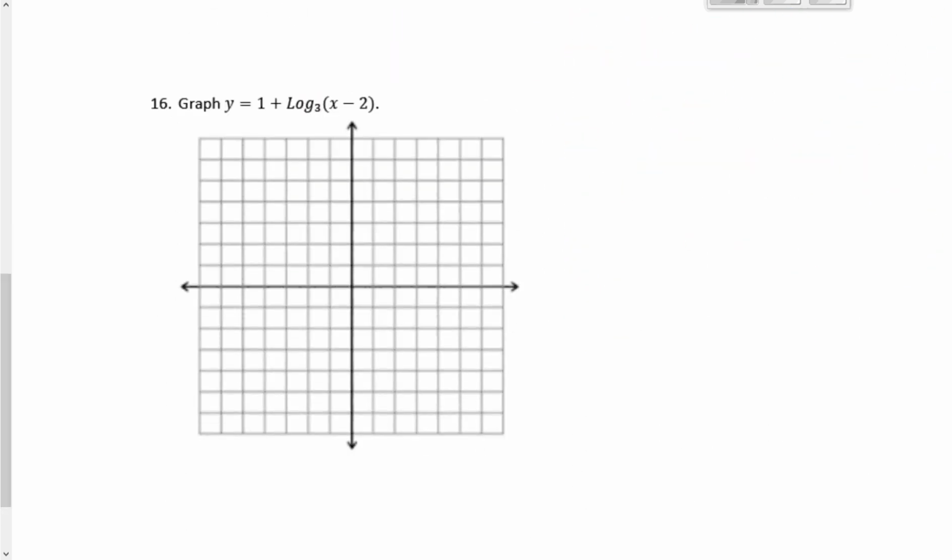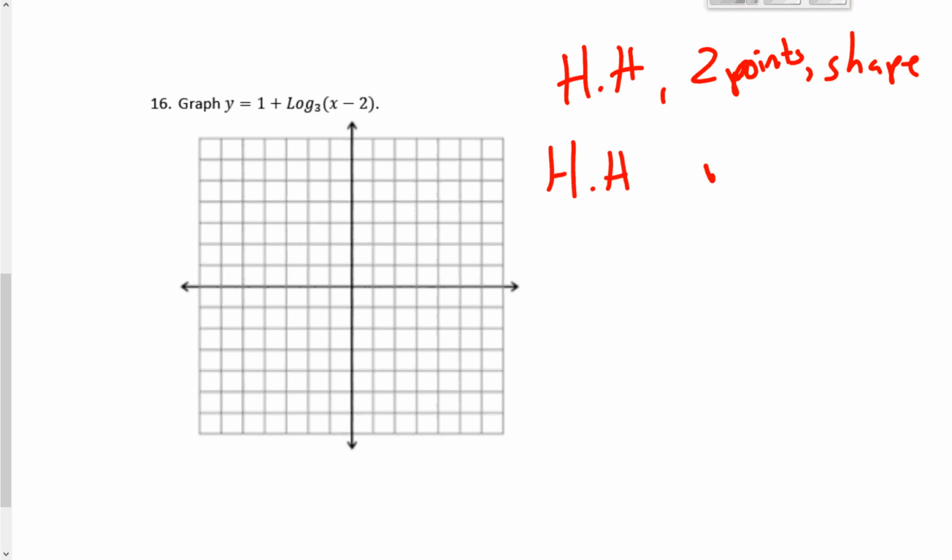So we want to do our horizontal asymptote here, right? And then we want 2 points. And then we want the shape, right? Oops. 2 points and a shape. Okay, so first we need our horizontal asymptote, and that is always x equals our h, and h is always the opposite of what's inside. So that'd be x equals a +2.